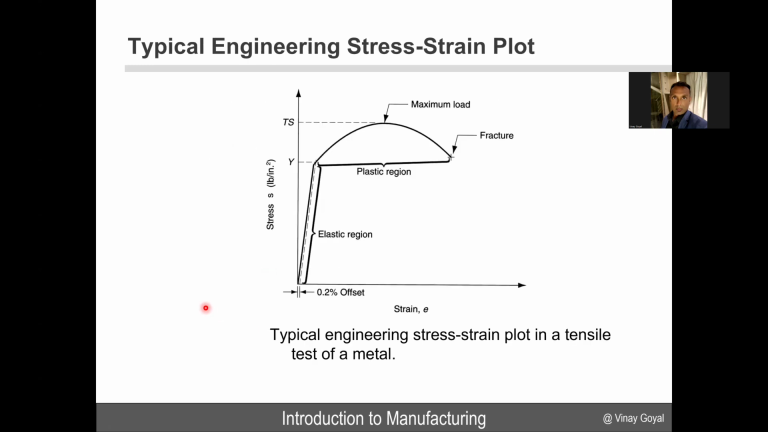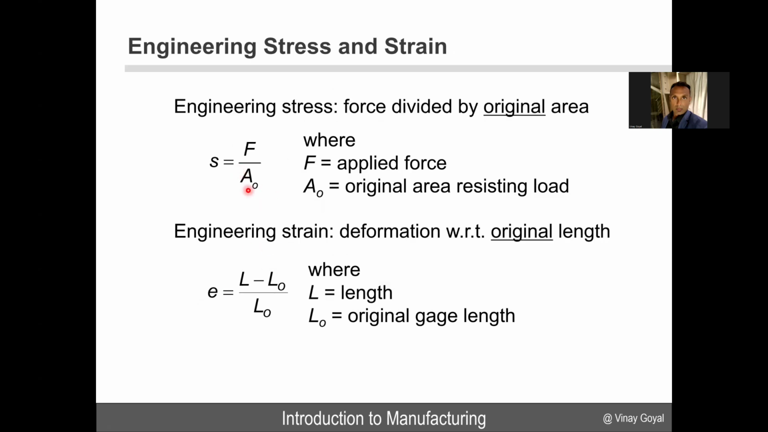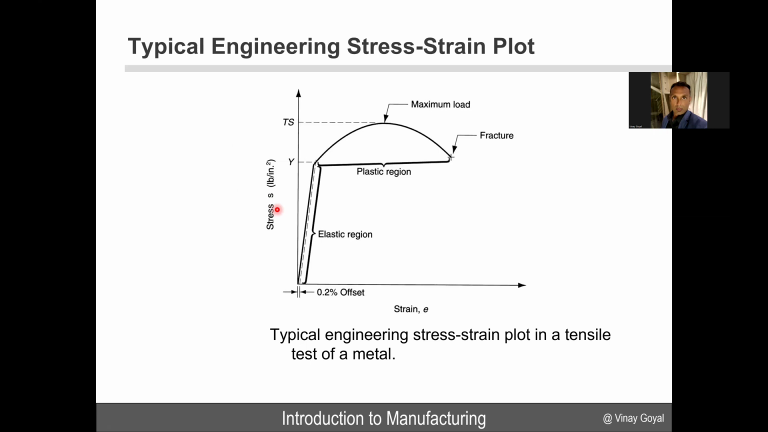The typical engineering stress strain plot looks like this. You take the stress, which is referenced by the original area, always, and it will have units of PSI, and then strain, which will be non-dimensional. And when I plot it, I have the elastic region up to the yield point, and the yield point is defined as 0.2% offset from this elastic region.